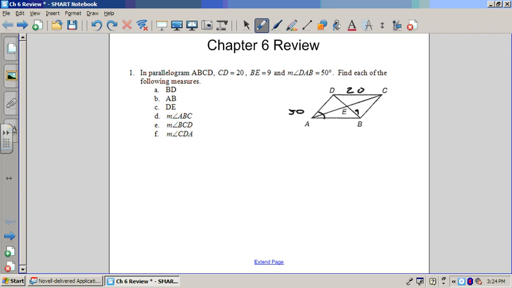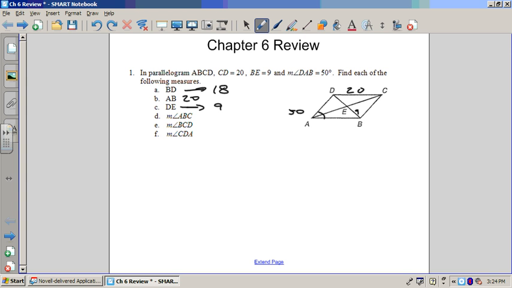Well, BE is 9, and we know that the diagonals of a parallelogram bisect each other. DE must also be 9, so BD must be 18. AB is the opposite side of CD, and in parallelograms, opposite sides are congruent, so AB is 20. DE, as we've already said, because DB is bisected, DE must be 9.